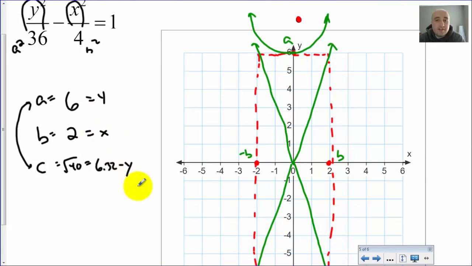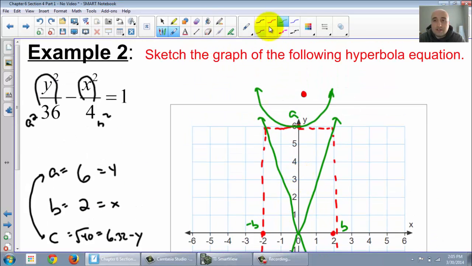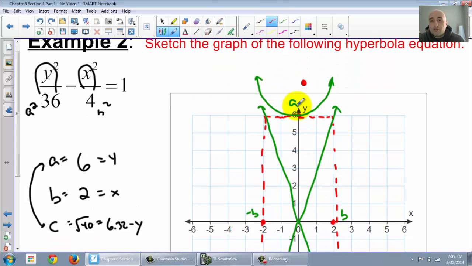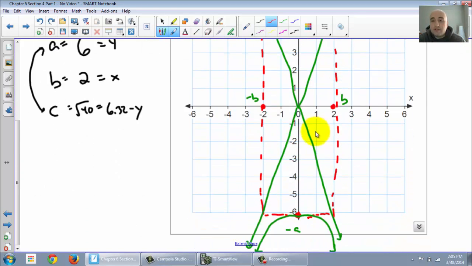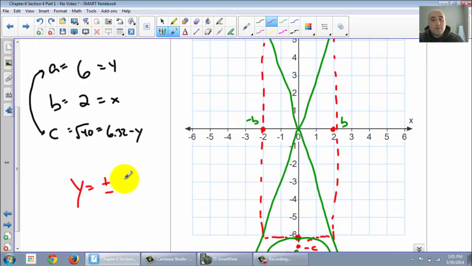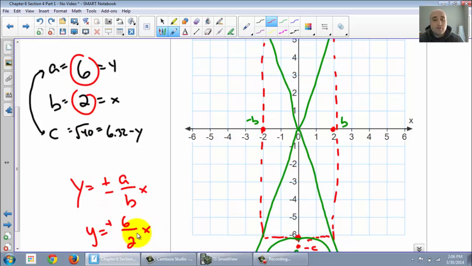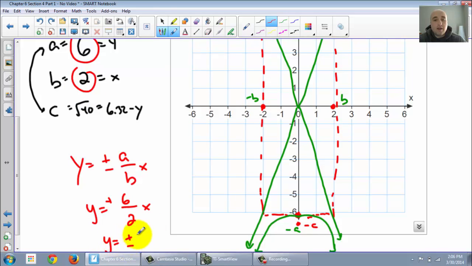Now the only thing we have to do is add our C values. And our C here is 6.32. And now this is an issue because my graph only goes to 6, but that's okay. So we're going to go 6.32, about right there. There's our positive C. And we're going to go negative 6.32. There's our negative C. Okay, and last thing, finally, is our lines of asymptote. Now this one, y comes first, so it's plus or minus a over b x. So our a is 6, our b is 2, so that reduces to y equals plus or minus 3x. Okay, and remember those are the equations of our lines of asymptotes.